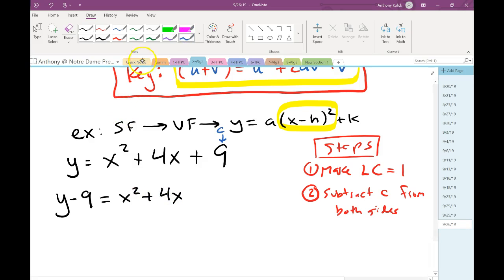So when we talk about this equation, this is a standard form equation. When I refer to the standard form equation, I'm talking about A, B, and C from the standard form equation. So when I say the leading coefficient, that's A. When I say C, that's the C here.